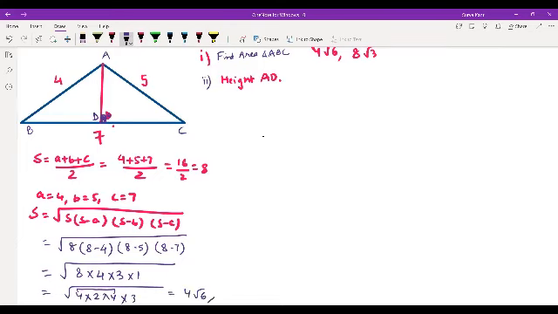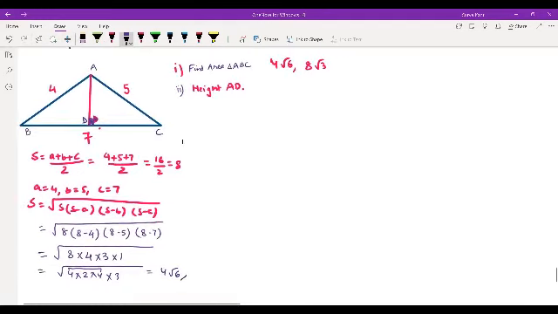So it is 4 root 6. Amit, you might have made a mistake. 4 root 6 is coming; check how 8 will come. The 2 will be alone, right, Amit? Yes, sir. I simplified the 4 also. So this is wrong now.